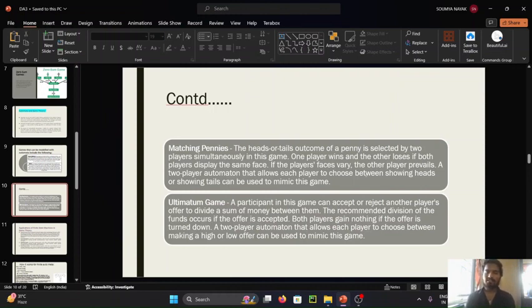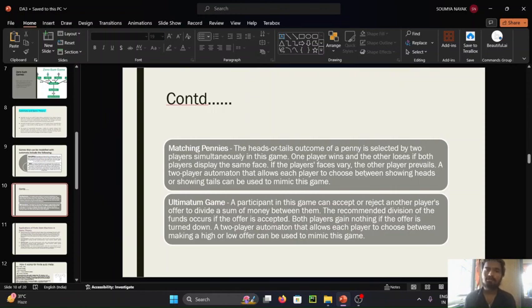But in the ultimatum game, a participant can accept or reject another player's offer to divide a sum of money between them. The recommended division of the funds occurs if the offer is accepted. Both players gain nothing if the offer is turned down. A 2-player automaton that allows each player to choose between making a high or low offer can be used to mimic this game. Same as previously, the examples are between 2 entities.